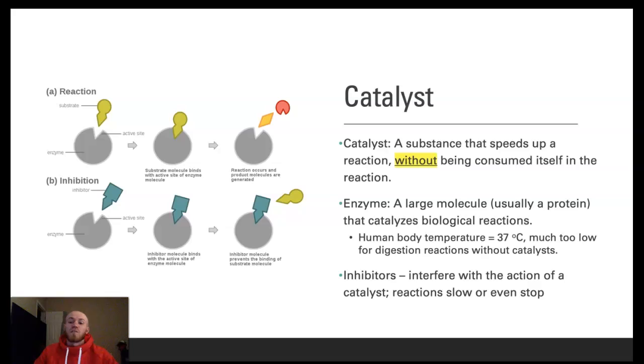Inhibitors can interfere with the action of catalyst. If you look here at the bottom of the figure on the left-hand side, an inhibitor binds to the active site. And so if the inhibitor is bound there, then the substrate, which would be some reactant that you put in, is not able to bind to the active site, and the enzyme is not going to be effective. So an inhibitor binds to that active site, and therefore the enzyme would be ineffective.